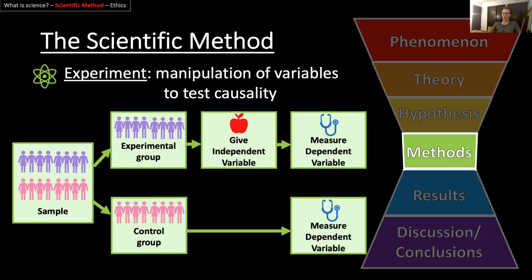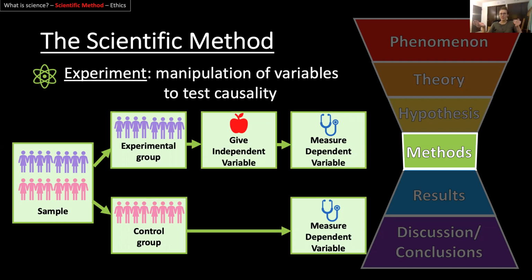And our experimental group is going to be given our apple a day. And then at the end of whatever period we're studying, we're going to measure how healthy they are, how many times they visit the doctor in both groups, and see if there's actually an effect. See if one group visits the doctor more than the other.